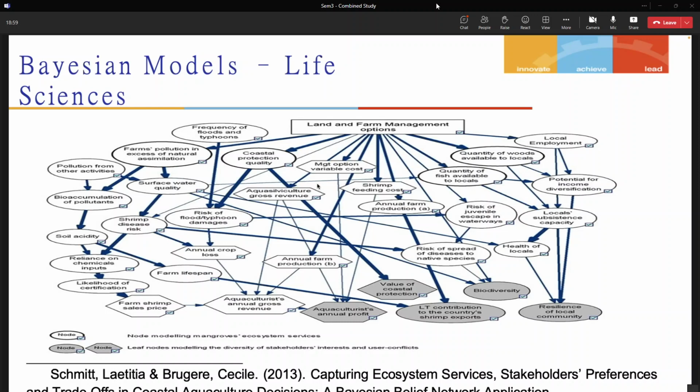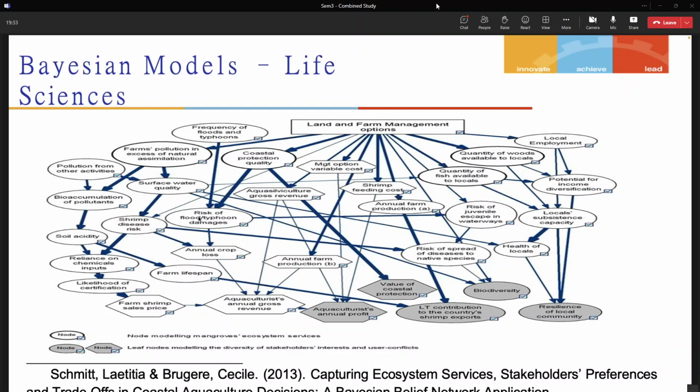Okay, so this is basically a land and farm management option. If you see over here, there are so many variables, but some of these variables have more importance, and that is why they are highlighted, whereas the others do not have so much importance. If I only look at this particular chain, I know that this does not have dependence on these things. So I can eliminate those records if I only want to find the risk of a flood and typhoon and damages. I don't have to look at all these variables which are not linked to this. This is one another example.